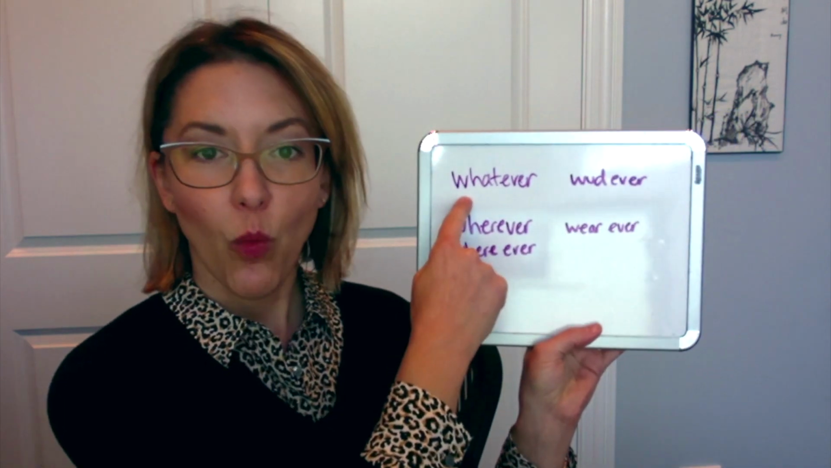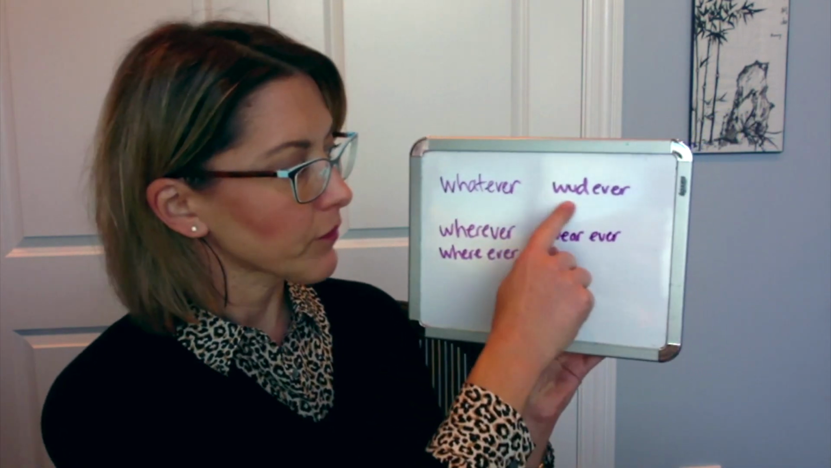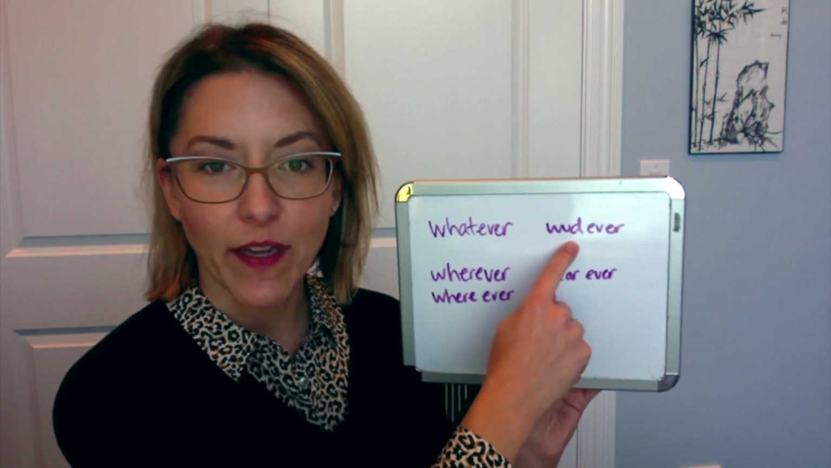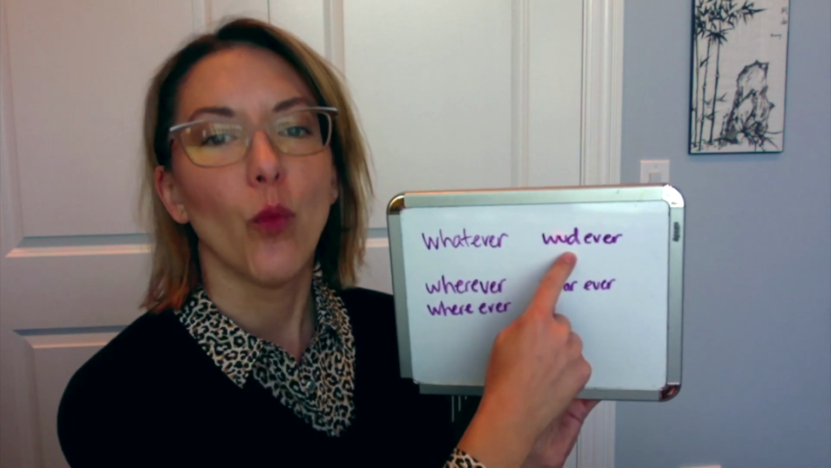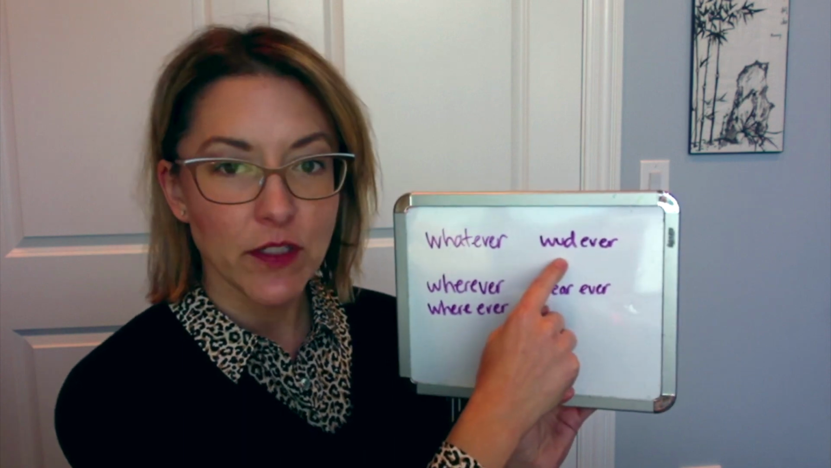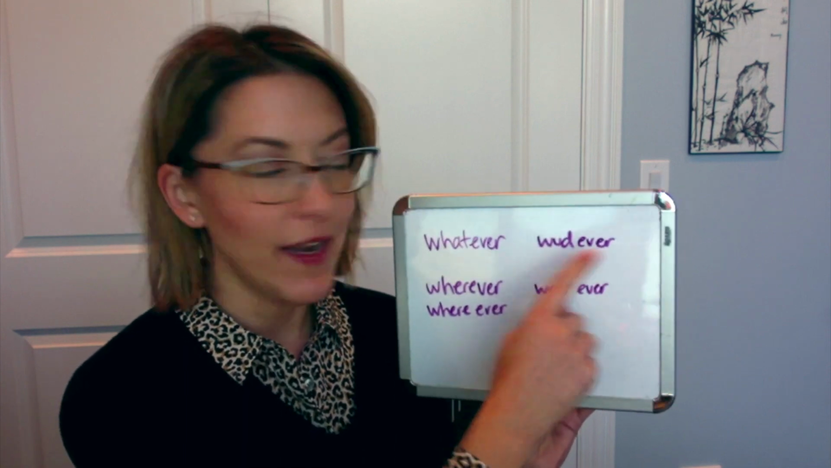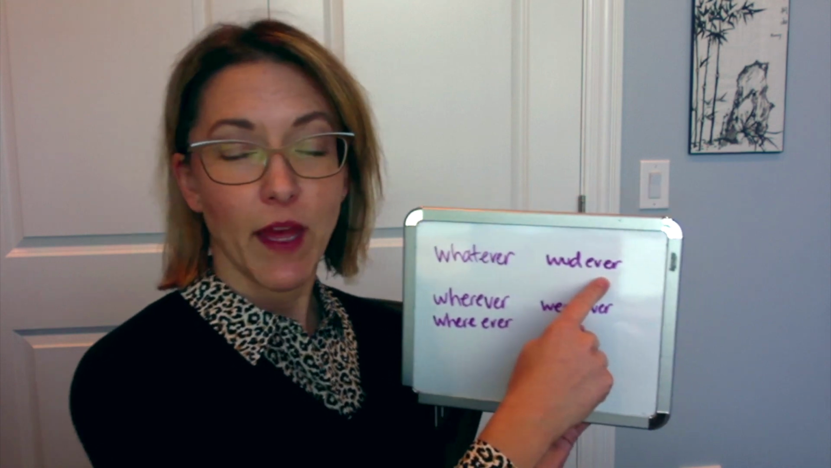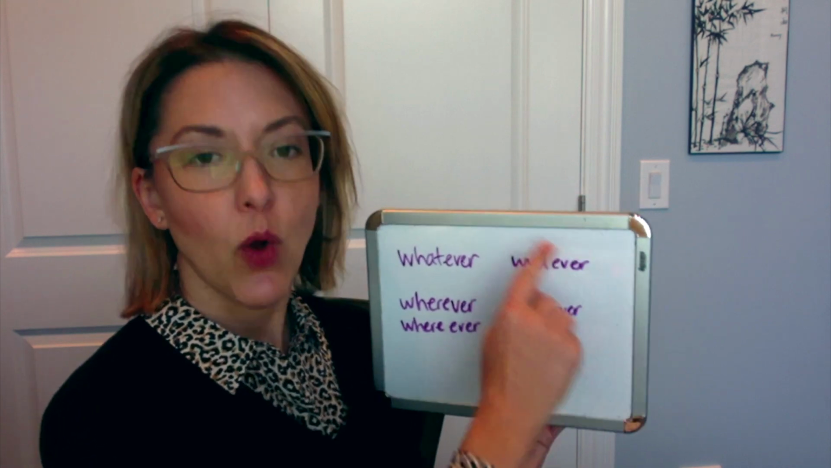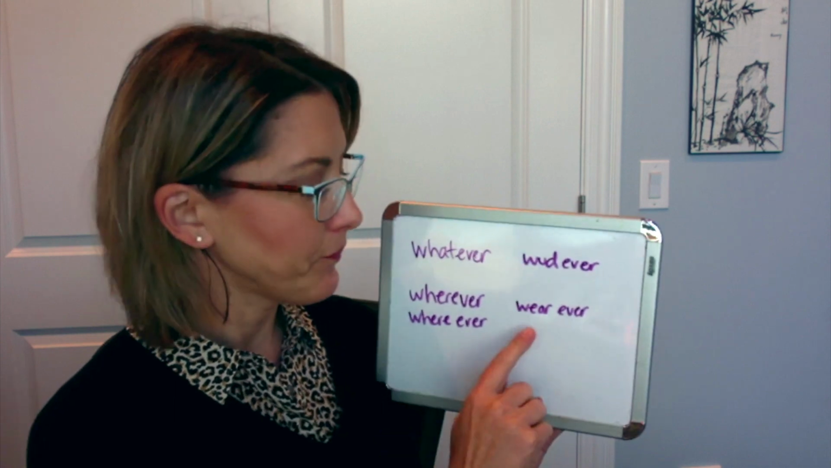So we have whatever, and we're going to pronounce this as would, would, whatever, whatever. So the first syllable is going to be very short, would, and the second syllable, or the second word rather, will be a little bit longer. So whatever, whatever. So that's number one.